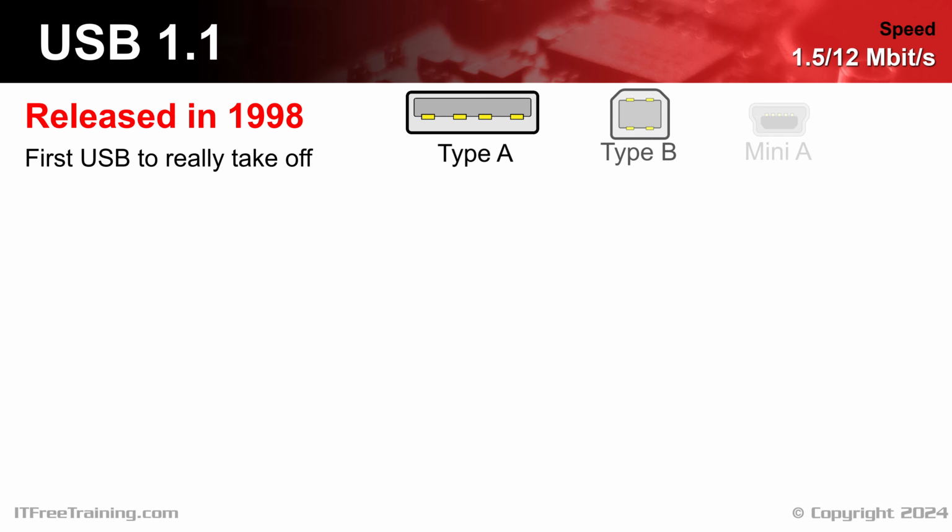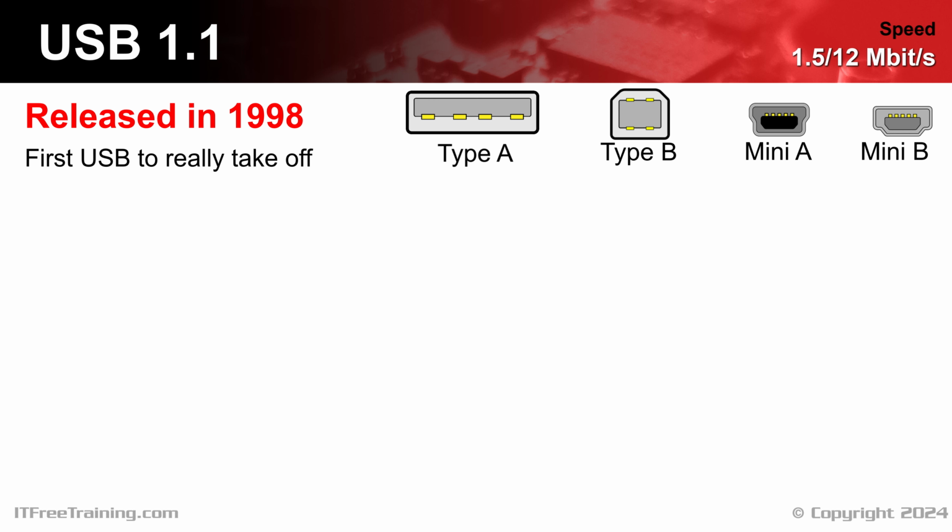There were 4 connection types introduced. The Type A connection goes into the computer and the Type B into the device. These came in a larger and smaller version. The smaller version is called Mini. The smaller connection is usually used for things like mobile devices and cameras. Electrically, all the connections are the same.